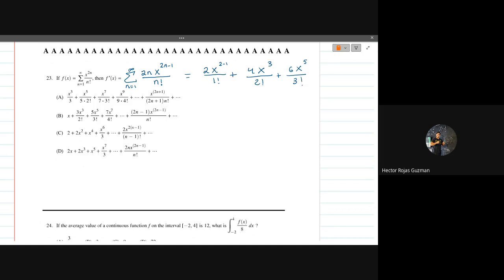Let's see if this is enough. 2x plus 4 divided by 2 factorial is just 2. Okay, 3 factorial is technically 6, right? Because it's 3 times 2 times 1. So that's 6, and 6 over 6 is 1. So there it is. Let's see if this is enough. 2x, so gone, gone, gone. There it is. There's your winner.